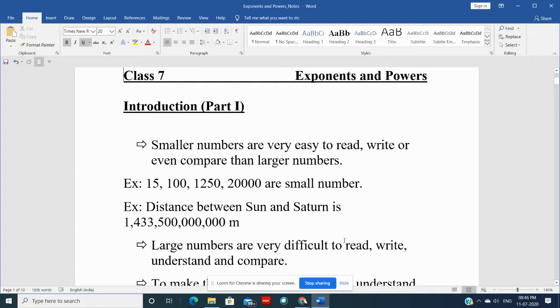In this video, we are going to discuss class 7th exponents and power. Okay, so now let's see why these exponents and powers, right? Why this chapter?